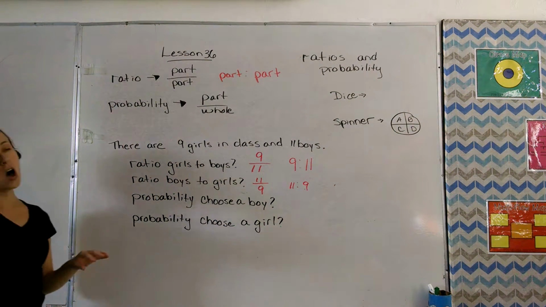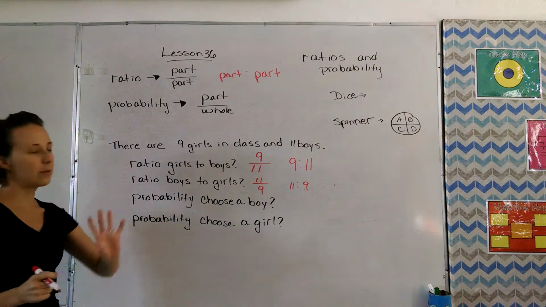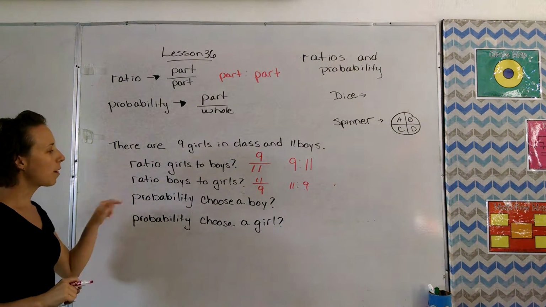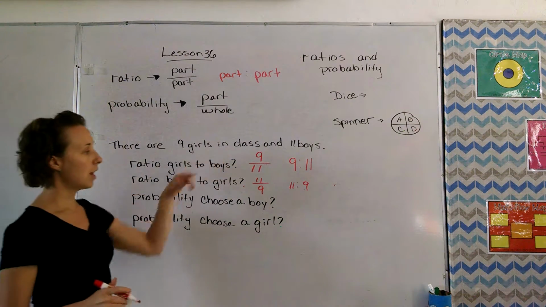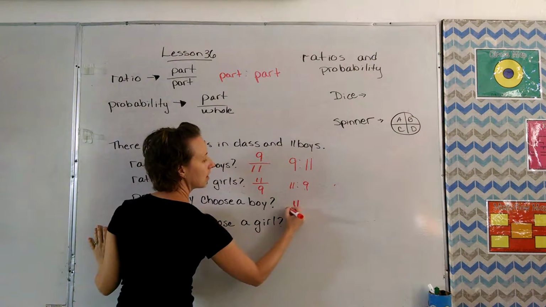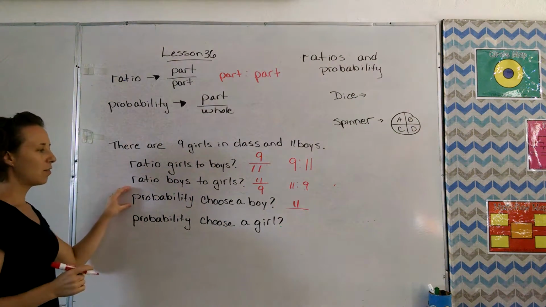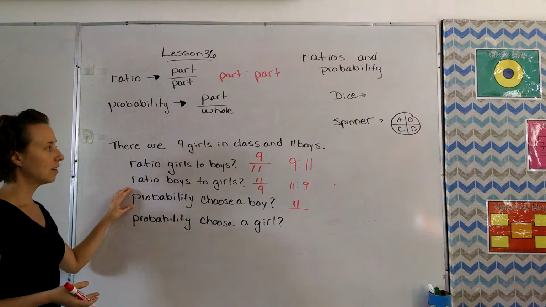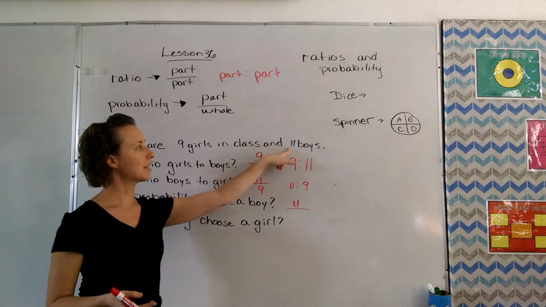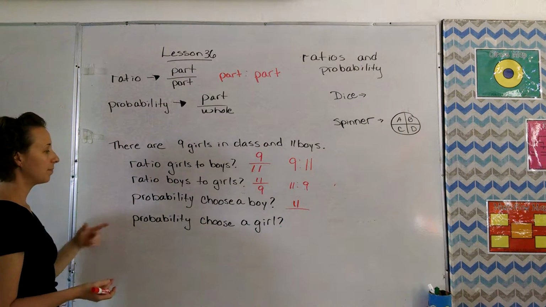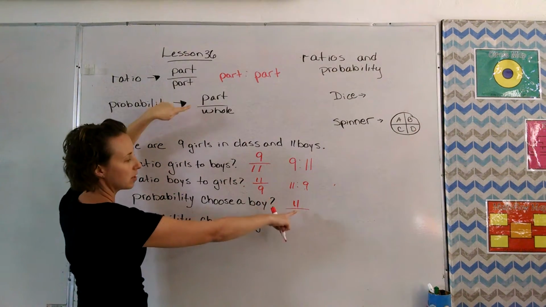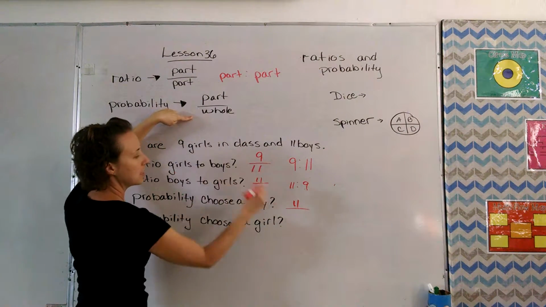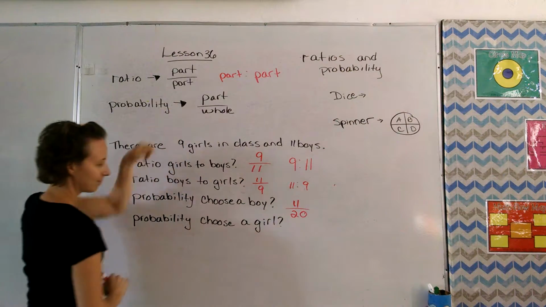Now, if I put all of the students in a big pile and I was going to choose out one of them, what's the probability that I would choose a boy? Well, there are 11 boys out of the whole class. The whole class is 9 plus 11 more. That's 20. Probability is part to the whole. So 11 boys are the part. The whole is 11 plus 9, which is 20.